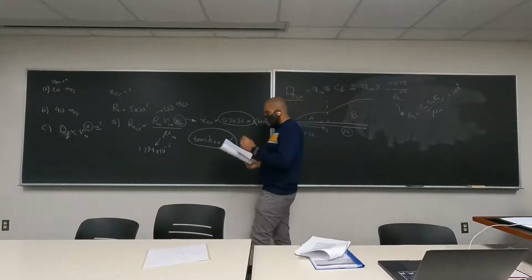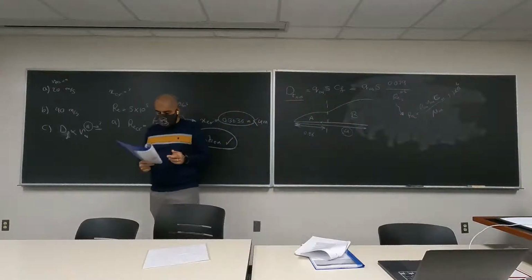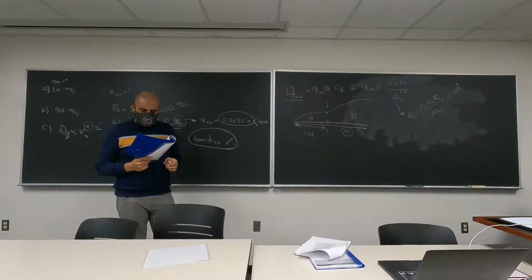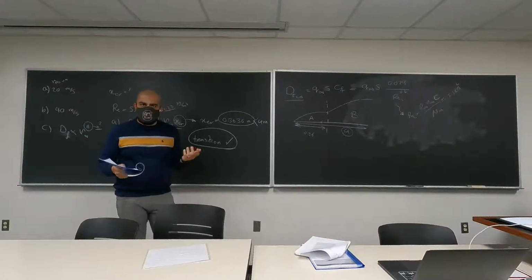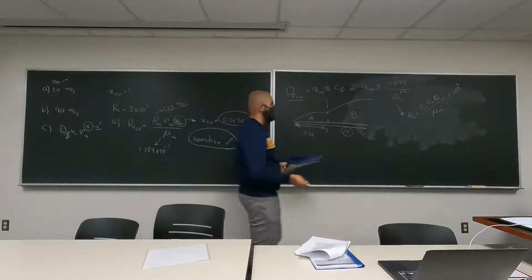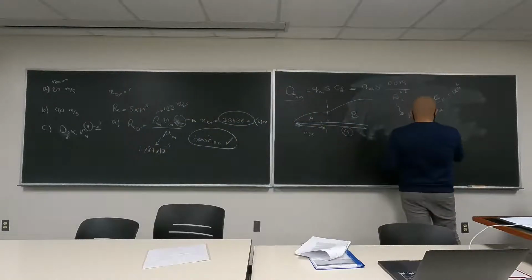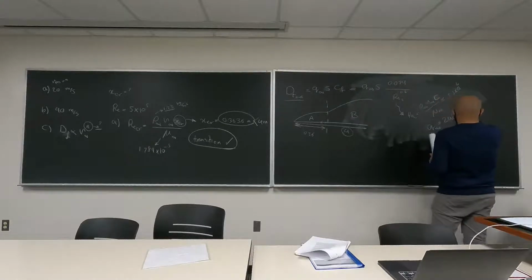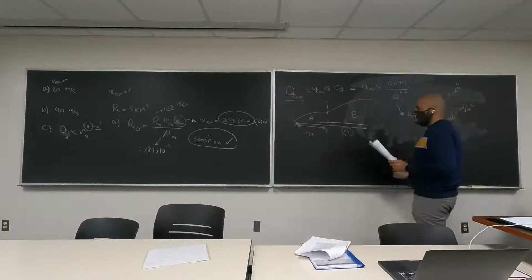How can we calculate q infinity here? One half rho V squared. We have all of the parameters. q infinity is going to be 246 newtons per meter squared, or pascals.